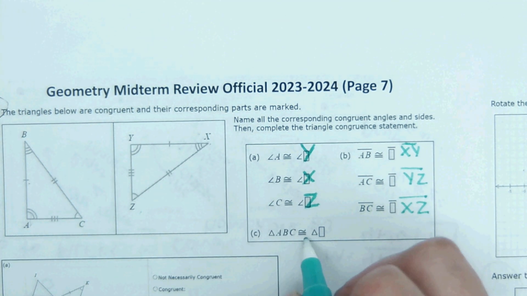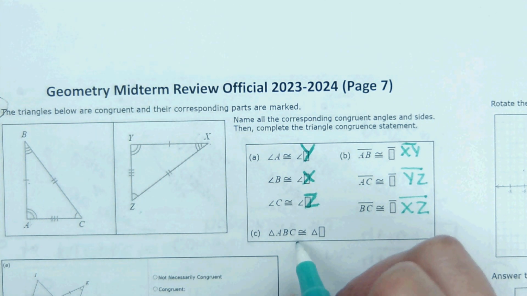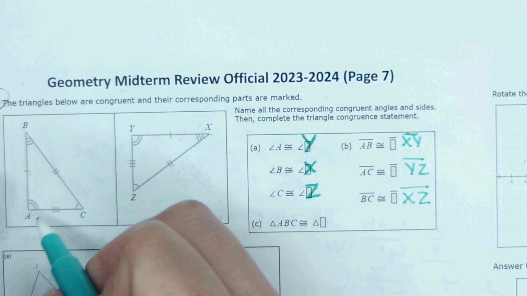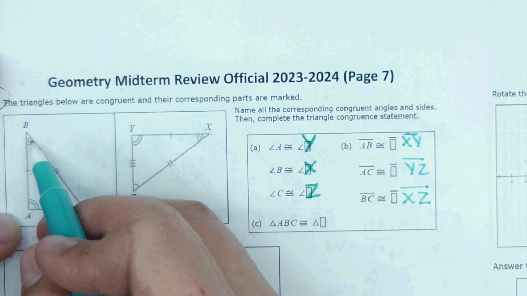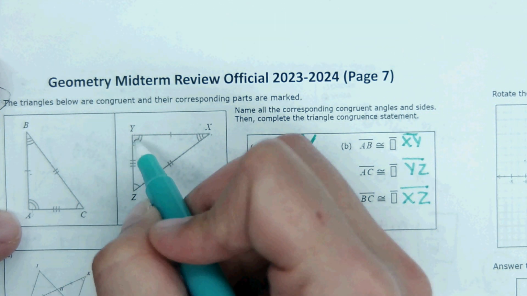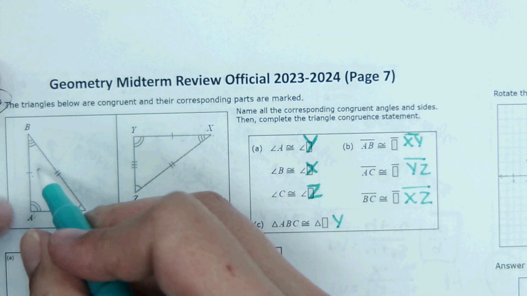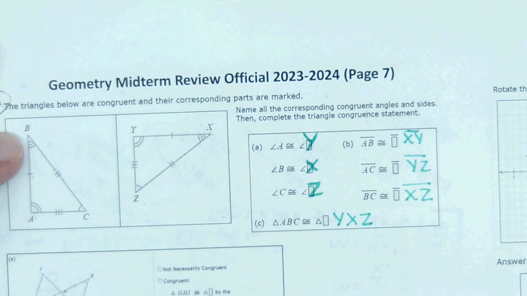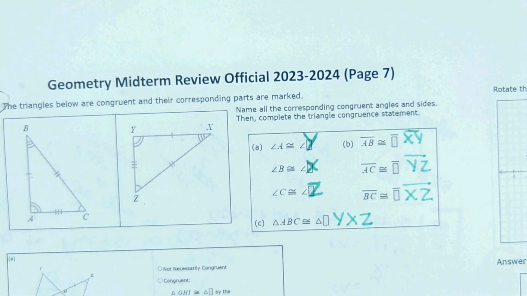And then the last part is to write the congruent statement. When you write the congruent statement, everything has to match. So this is A, B, C. A has two arcs, then B has three, and then C has one. We have to make sure we're going in the same order. So two arcs would be Y, then three arcs would be X, and then Z. And that is how you do that one.